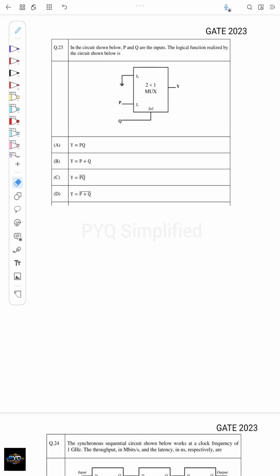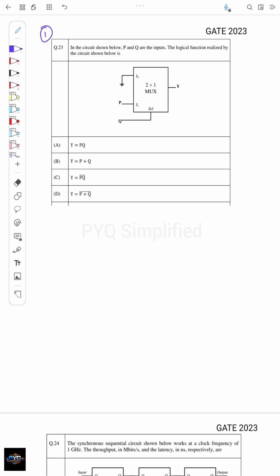Hi all, welcome back to the lecture series on solving previous year questions from GATE ECE, and we were solving the questions related to digital electronics. So today we'll solve the questions from GATE 2023. So this is the first question.